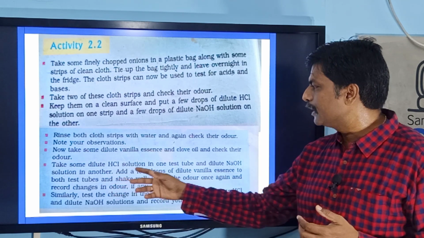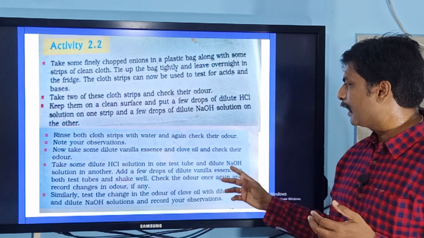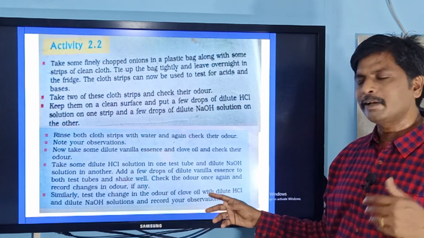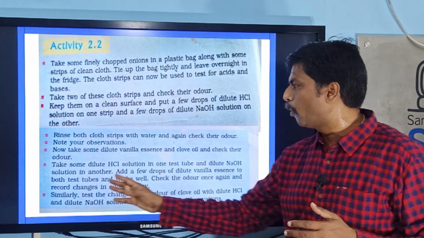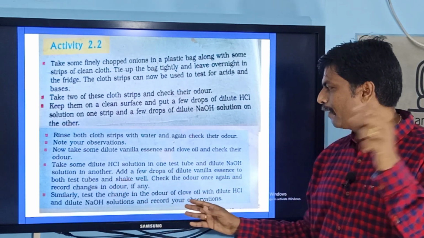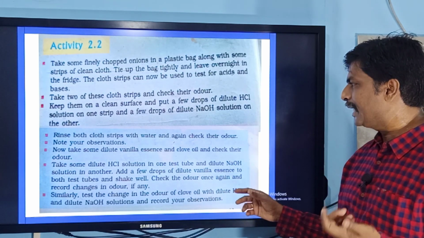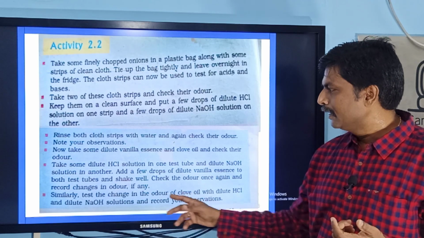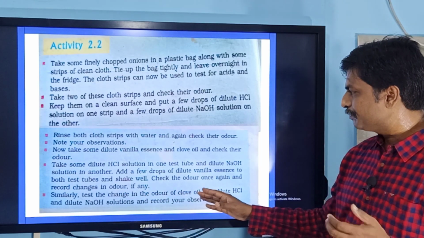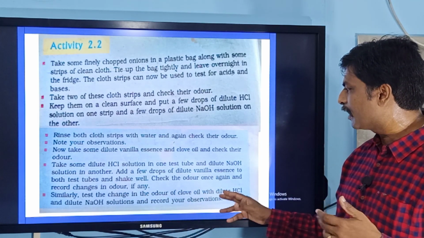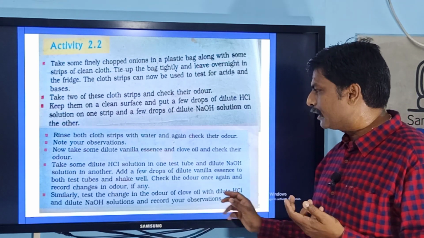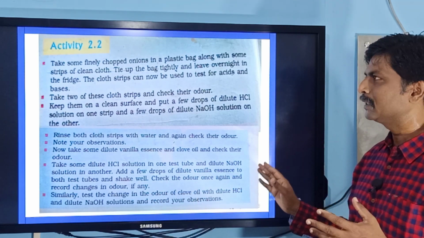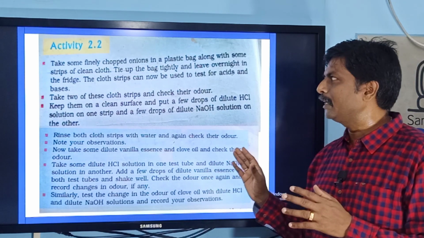Take some dilute HCl solution in one test tube and dilute NaOH solution in another. Add a few drops of dilute vanilla essence to both the test tubes and shake well. Check the odor once again and record changes in odor, if any. Similarly, test the change in the odor of clove oil with both dilute HCl and dilute NaOH solutions and record your observation. It is related to activity 2.2.